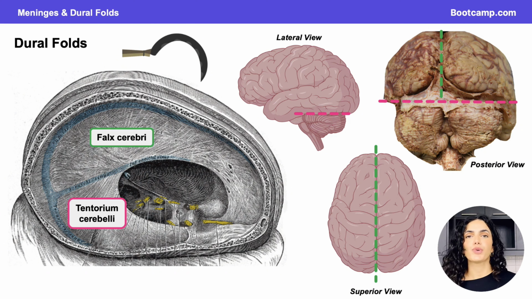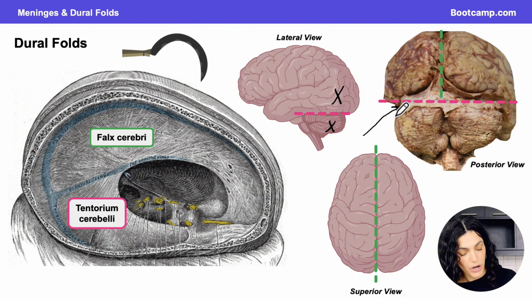Next, we have the tentorium cerebelli. So instead of running in a sagittal plane like the falx cerebri, the tentorium cerebelli is actually going to run in a more transverse direction. And if you use these names to your advantage, right? Cerebri is going to divide the cerebrum, and the tentorium cerebelli here is going to split the cerebrum and the cerebellum. So we can see that over here.